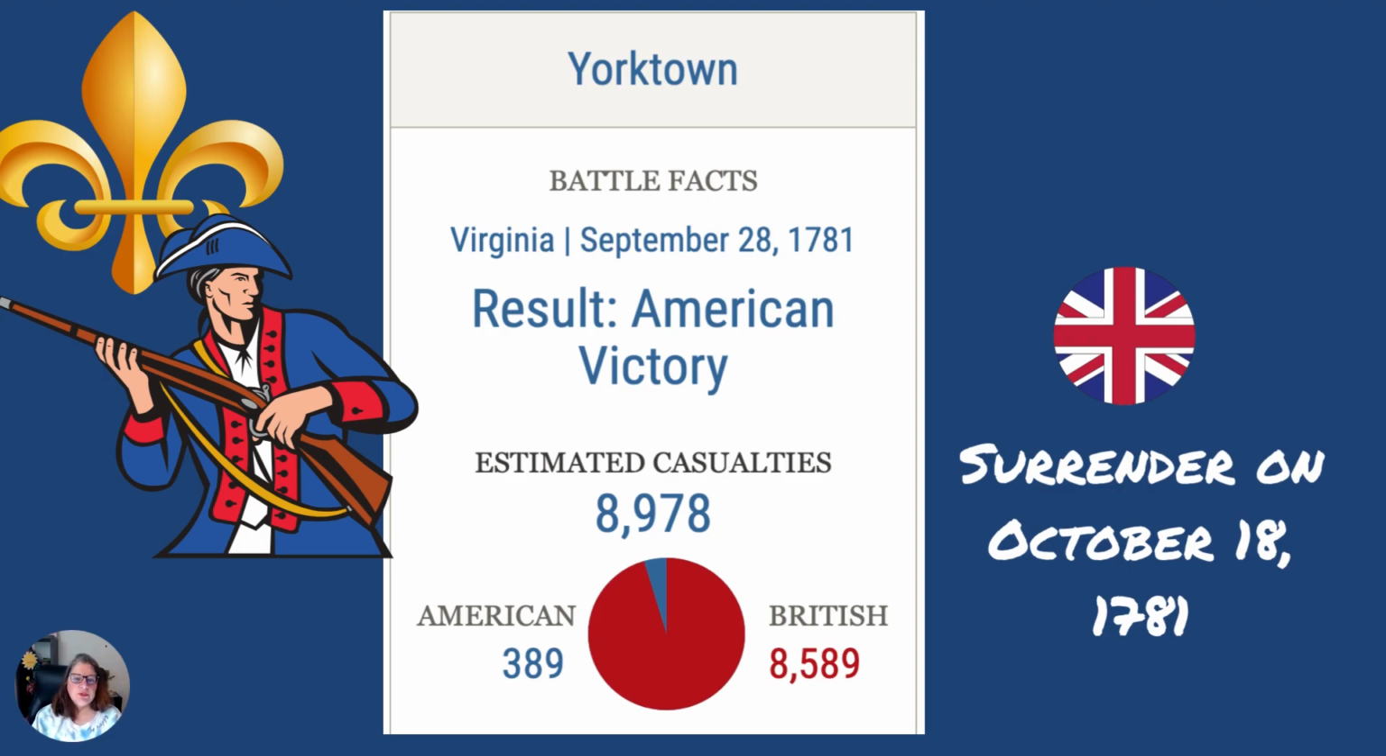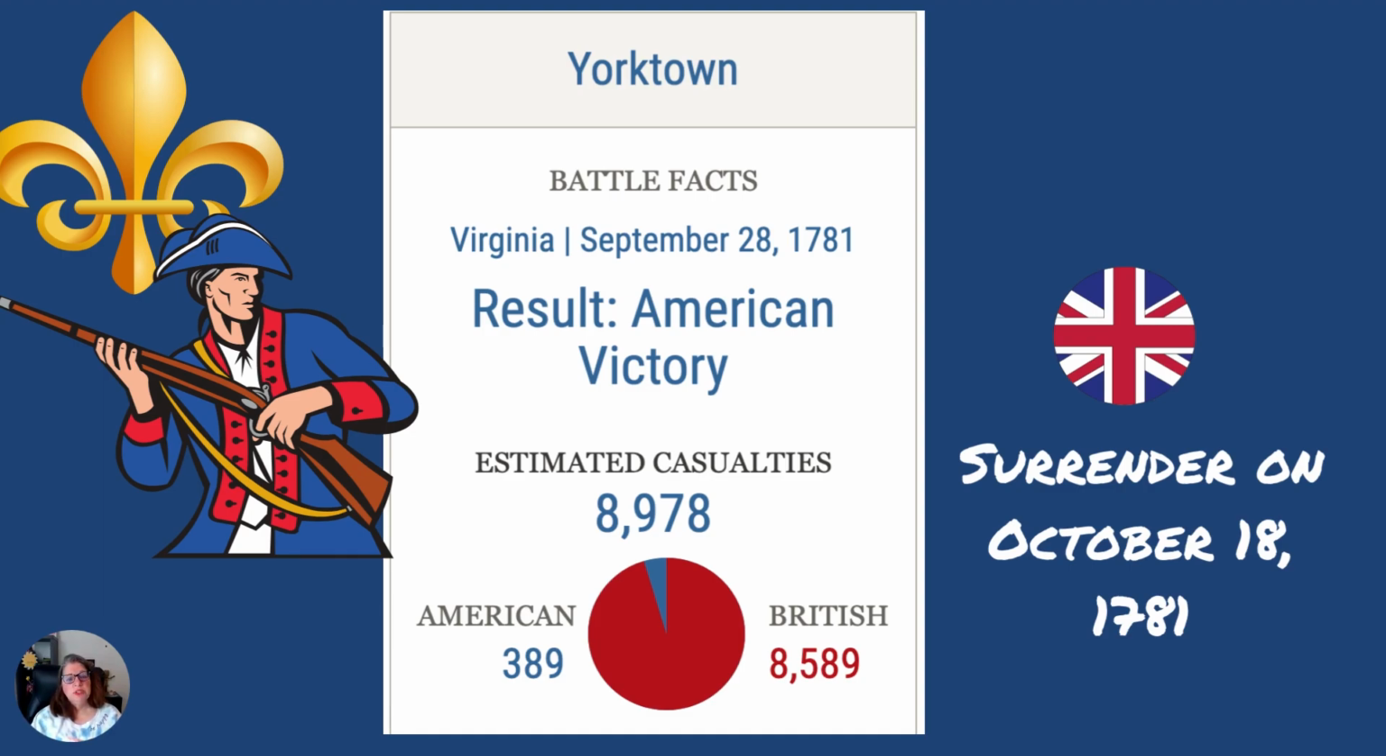A total of almost 9,000 casualties, majority of them British. Again, the British were blocked in. They were cornered in. They had nowhere to go. Their back was up against the York River. They had no way out. It's called a siege because part of the battle was waiting them out. The British could not get supplies in. They couldn't get food in. There was fresh water available because of the river, but they couldn't get any other supplies in. They couldn't get more ammunition in. They couldn't get more gunpowder in. Medical care even would have been limited.